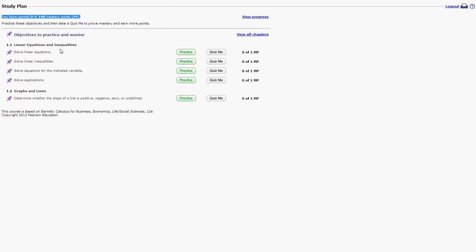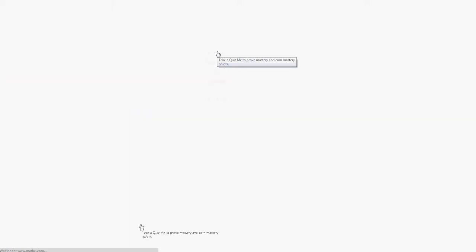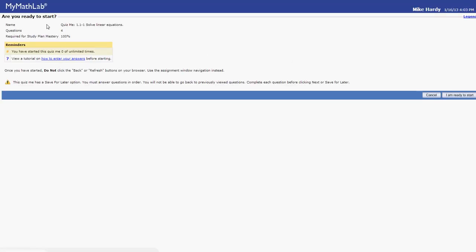So what I suggest doing, particularly important in these early review sections, is try a quiz me first. It's kind of strange to do a quiz before you've had any instruction, but I'm guessing you already know how to solve, for example, linear equations. So we do a quiz me, and that's going to end up being one way we can score a mastery point for that particular objective.